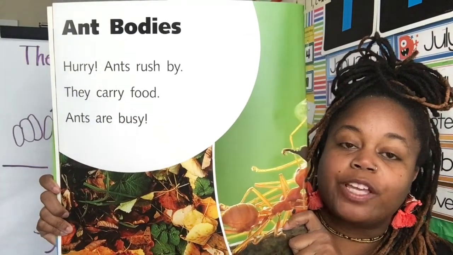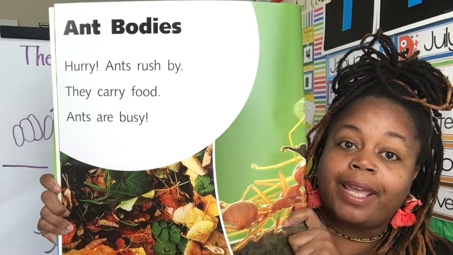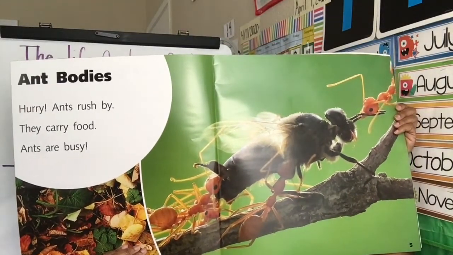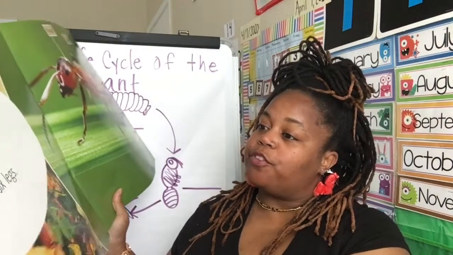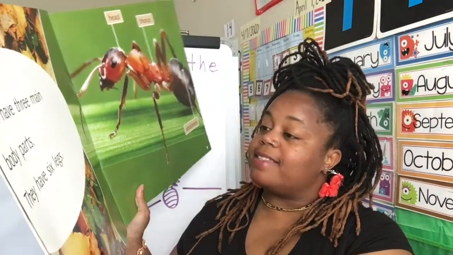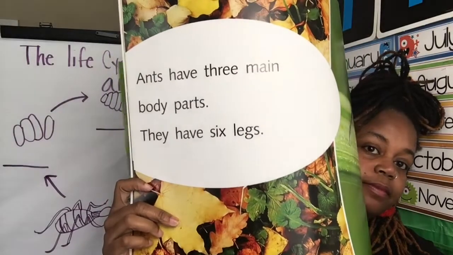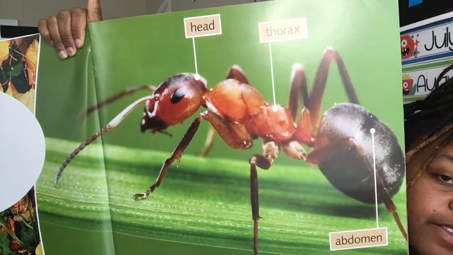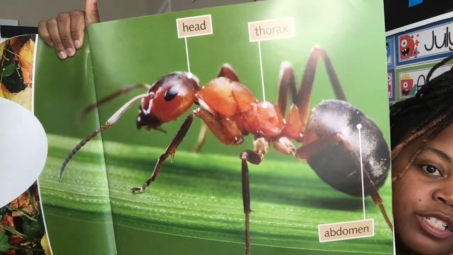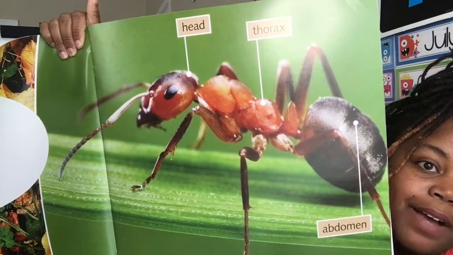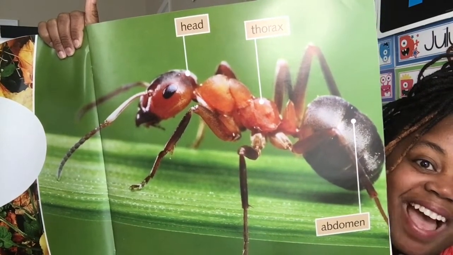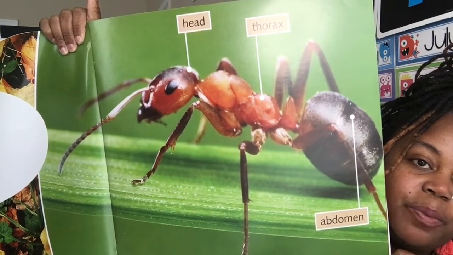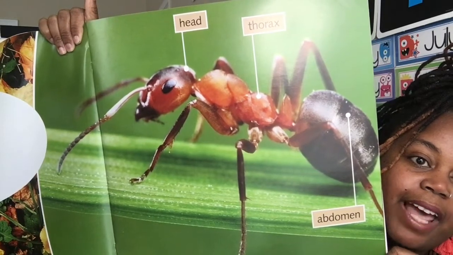Hurry! Ants rush by. They carry food. Ants are busy. Ants have 3 main body parts. They have 6 legs. Can you point at the head? Okay, so the head. And then we have the middle part, which is the thorax. And then we have the bottom, which is the abdomen. That's actually where their stomach is. Okay, so can you point at the thorax? And now can you point at the abdomen?